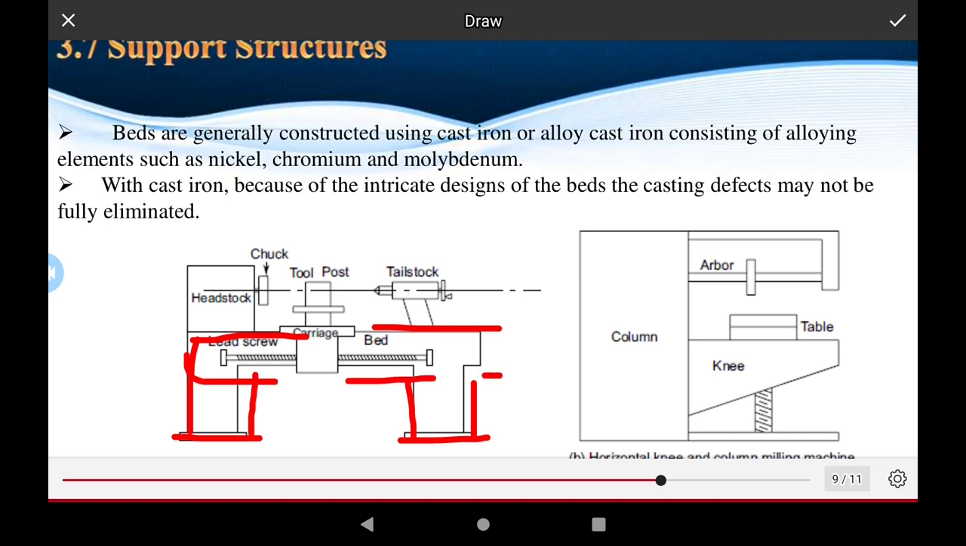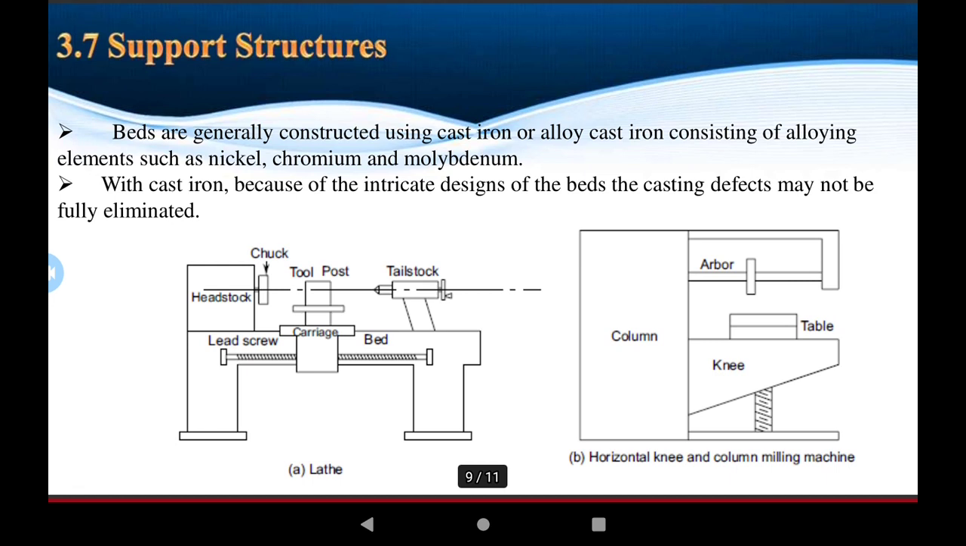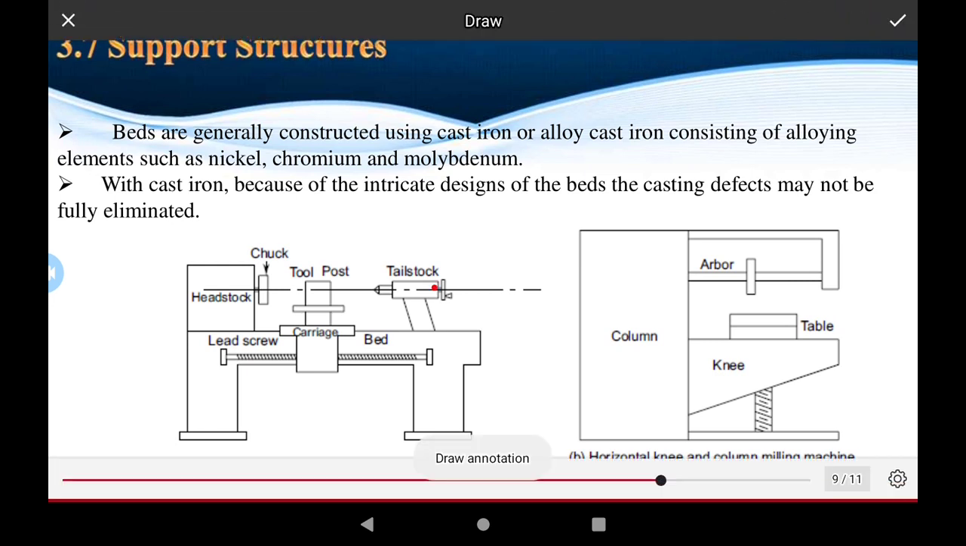The bed also provides support to all the machine elements. And this is the tailstock of the machine. This is the carriage and tool post. And this is the headstock of the machine.